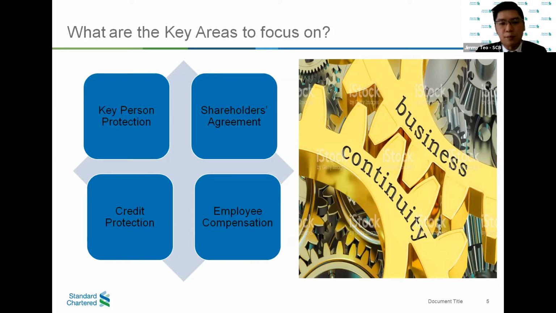Okay, last one, employee compensation. The golden handcuff I mentioned about. You want loyalty, you want your staff to stay for a period of time. It could be a good reward, so it can become an endowment plan, for example.